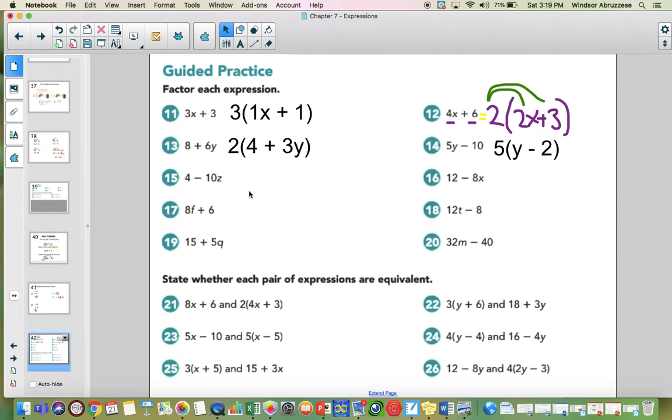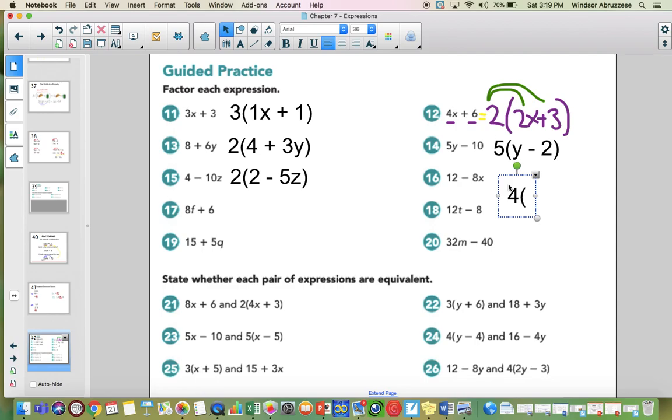Number 15, GCF between 4 and 10z is 2. What's left? 4 divided by 2 is 2 minus 5z. These two expressions are equivalent. Number 16, the GCF between 12 and 8 would be 4. 12 divided by 4 is 3 minus 2x. Number 17, 8f plus 6. My GCF is 2. And then I divide both by 2 and I get 4f plus 3.